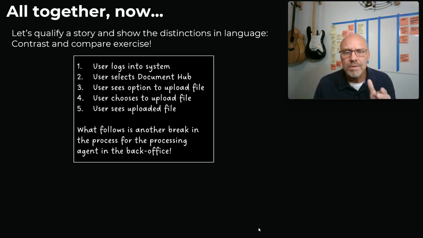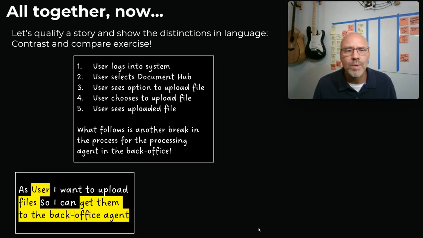Now, altogether, let's have a look here. So we're mapping out this basic flow here. The user logs into a system, user selects a document hub, user sees the option to upload a file, user chooses to upload the file, user sees the uploaded file. Now, we haven't even gotten to the back end part where this goes back to the back office for processing or adjudication or whatever it is, right? We just have a basic map here that says steps 1 through 5, the user is doing something. And notice how each of these statements begins with the word user. It's important, okay?